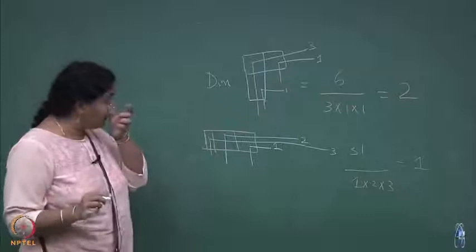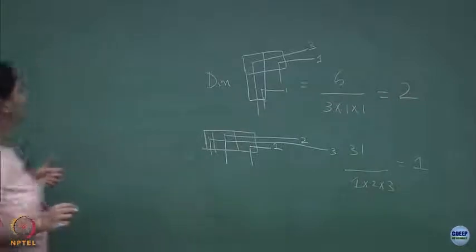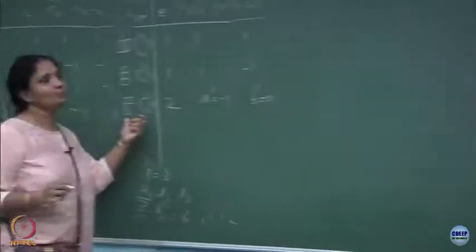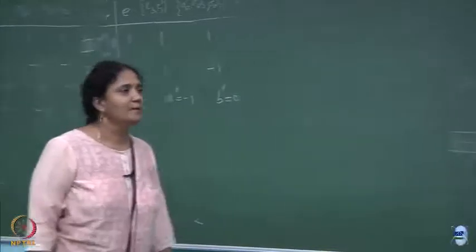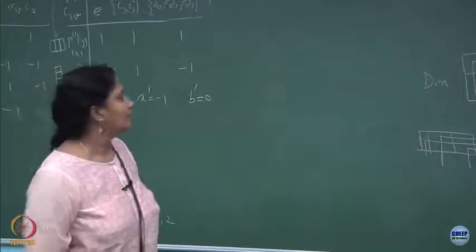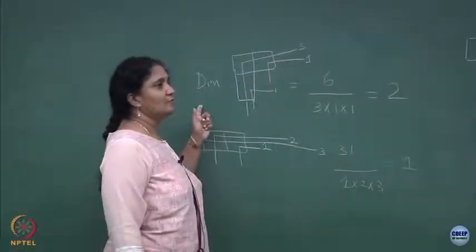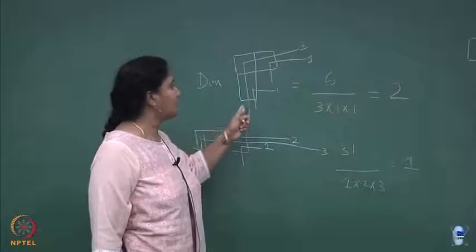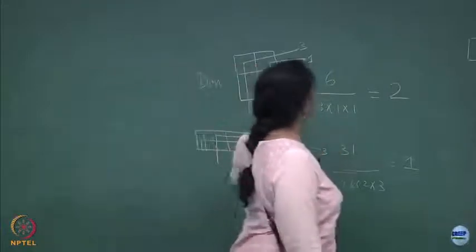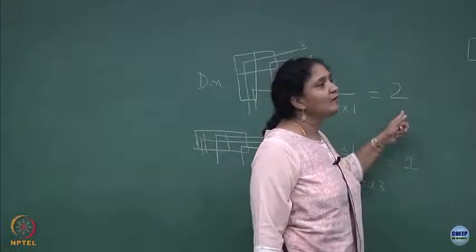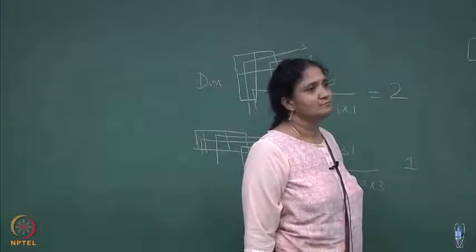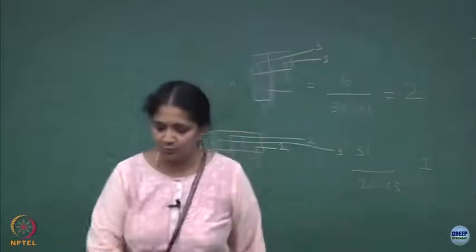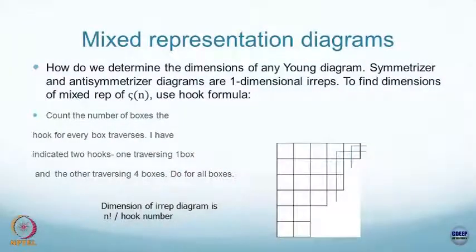So, this is a compact way of determining the dimension of an irreducible representation for a symmetric group, which has the same diagrams like the diagrams which we use for the class structure, but the meaning is different. You can determine the dimension of the irreducible representation, what are the dimensions of those matrices. So, this diagram will represent the 2 cross 2 irreducible representation of the symmetric group of degree 3.